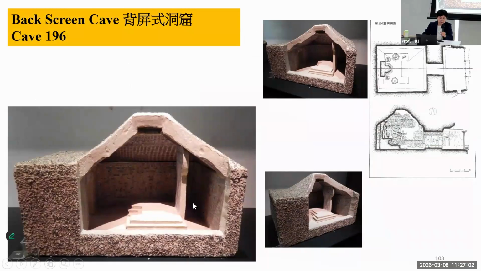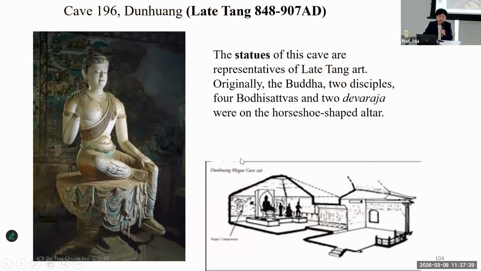By using the back screen as a transformation of the central stupa pillar, designing the main platform with the back screen to connect with the ceiling, together with the truncated pyramidal ceiling. This is a type of cave architecture in the later Tang and the Five Dynasties.